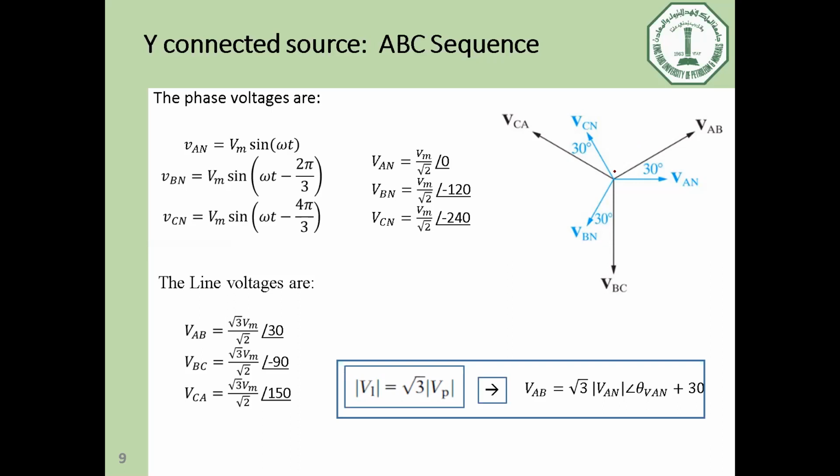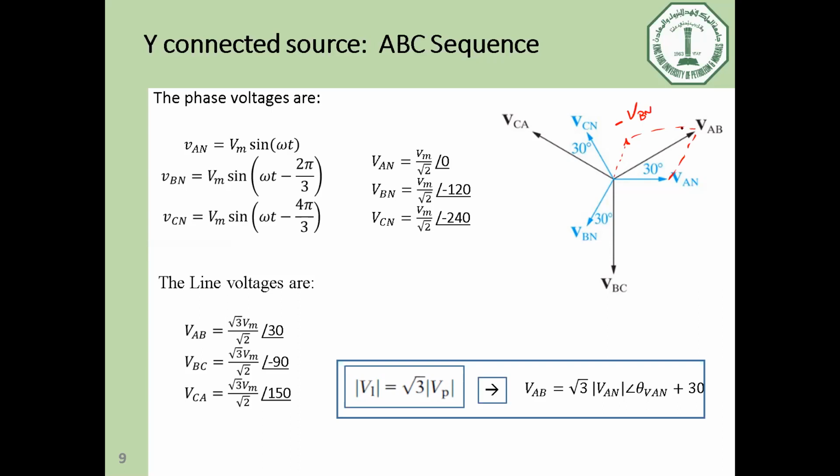Let's continue, Shabab. VAN minus VBN. So minus VBN means the vector in the opposite direction of VBN. So it's expected to be in this direction. So this is minus VBN. If you would like to add the two vectors, the resultant vector will be the value of VAB.